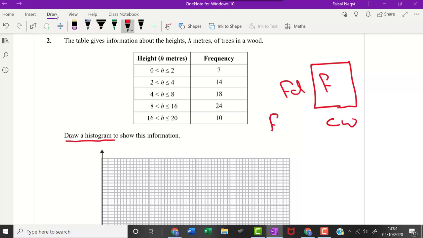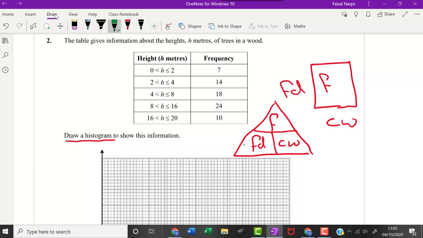From that, I can make a formula triangle. I know that the frequency equals the frequency density times the class width. So if I'm looking for the frequency, I cover up the frequency and I know that is frequency density times class width. If I'm looking for the frequency density, I know that is frequency divided by class width. And if I'm looking for the class width, I know that is frequency divided by frequency density.